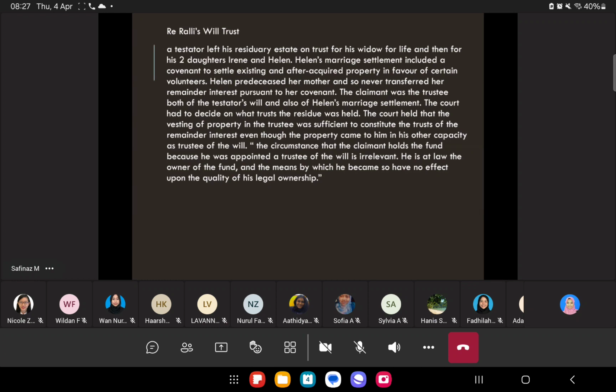Okay, so dalam kes ni, mahkamah kata walaupun dia dapat harta itu sampai kat dia, dalam kapasiti dia sebagai, kita rujuk balik tadi punya situasi, trustee number 1, trustee number 2. Sebab dalam kes ni ada dua. The first one is yang testator left residual estate on trust for his widow for life and then anak dia. So the beneficiary of the first trust is the mother and the two daughters. Okay, so sepatutnya selepas mak dia, sebab widow for life, so the mother akan dapat benefit from the trust property sampai dia hidup, apabila dia mati pergi kepada kedua anak dia.